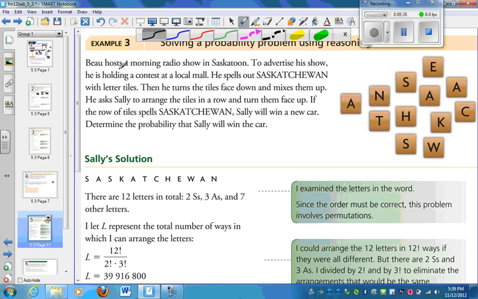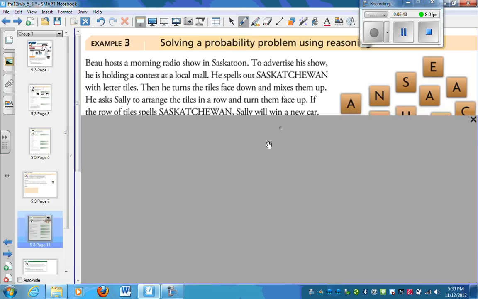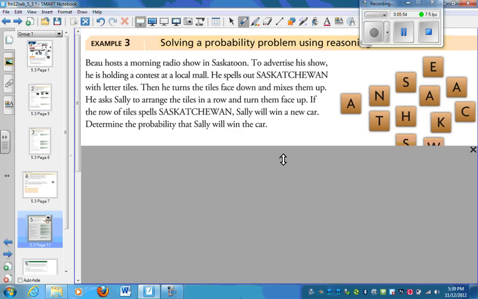Okay, so Bo hosts a radio show in Saskatoon. Oops, I've lost my question. To advertise his show, he is holding a contest at a local mall. He spells out Saskatchewan with Scrabble tiles. He turns the tiles face down and mixes them all up. Then he tells Sally if she arranges the tiles in a row, and if she turns them over and it spells Saskatchewan, she wins a brand new car.